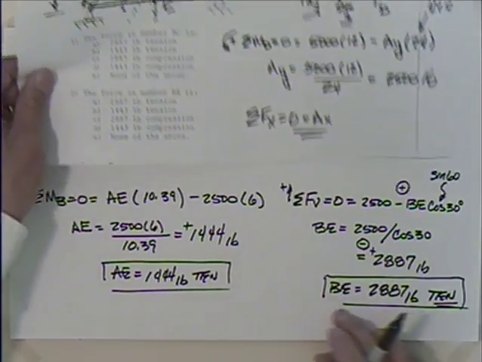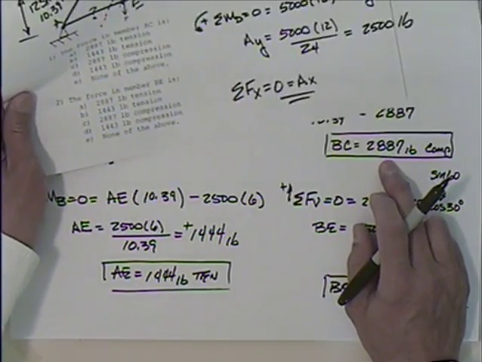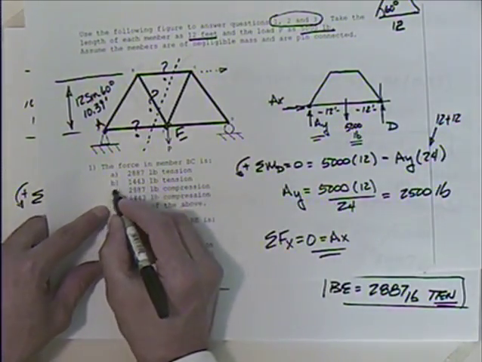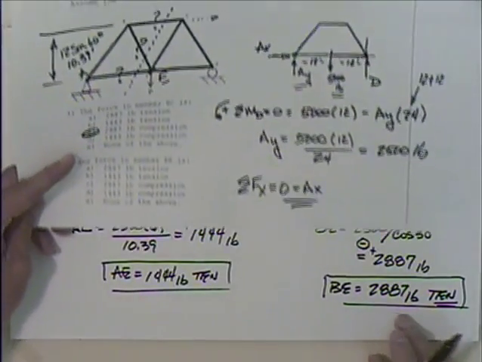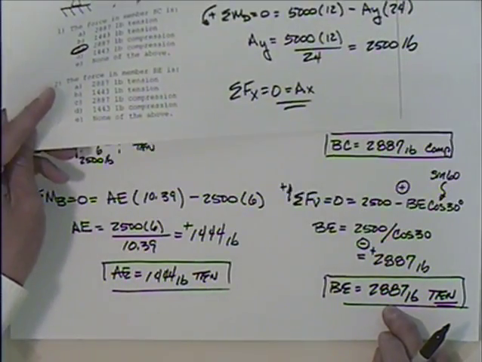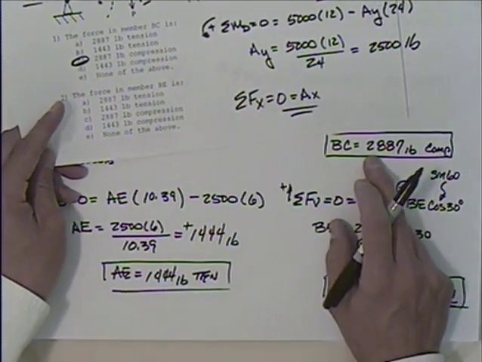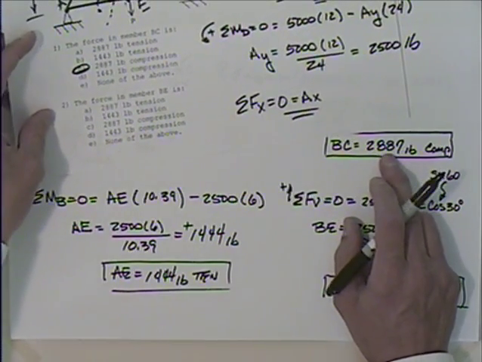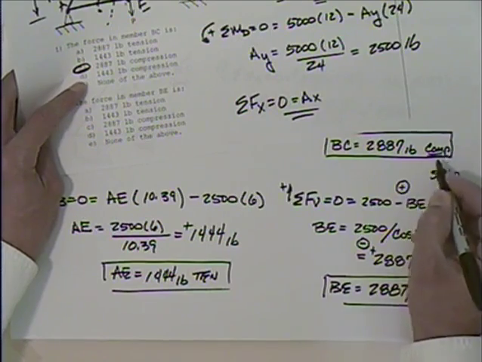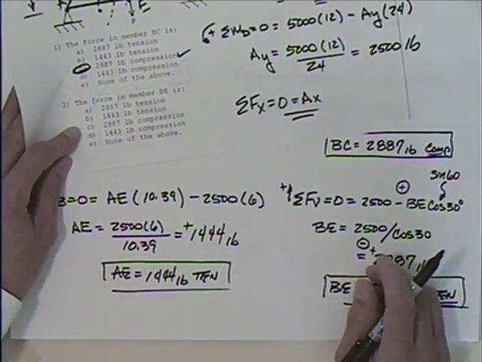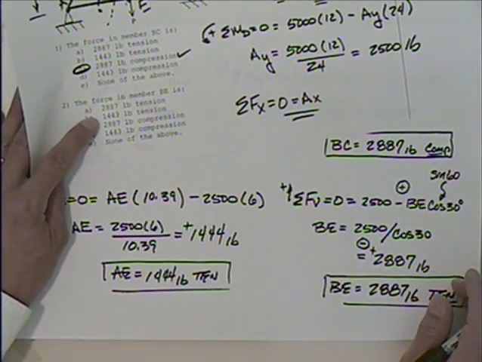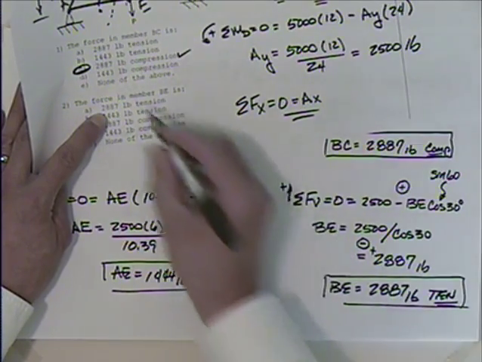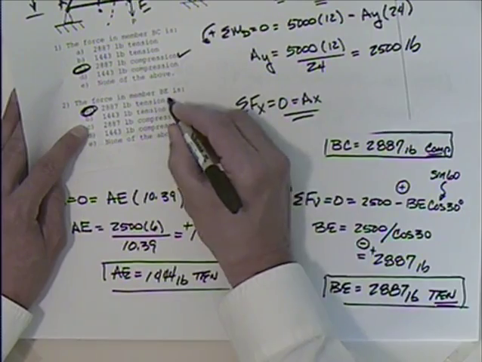What was BC? 1287 in compression, 1287 in tension, 1287 in compression. So it looks like answer C there. What about BE? Was I saying 1287? 2,887, sorry about that. 2,887 was BC, and it was in compression. So we've got that one. Double check that. I'd be ashamed to circle the wrong one. And then what do we get for BE? Again, 2,887, 2,887, and this one's in tension, so that would be A.